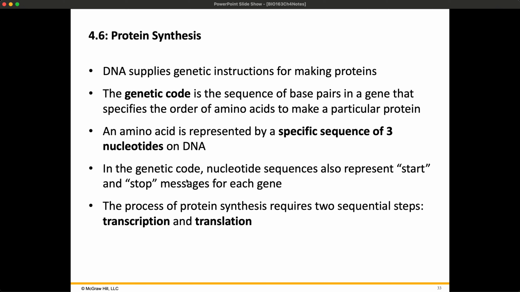There are also start and stop messages. The genetic code also has nucleotide sequences for start. That's always AUG. I always think school starts in August, AUG, start codon, as well as stop messages for the genes. The process of protein synthesis is both transcription and translation. Transcription is creating a readable template that we'll see is called mRNA, and then translation is turning that template into protein. It's translating it into a protein.